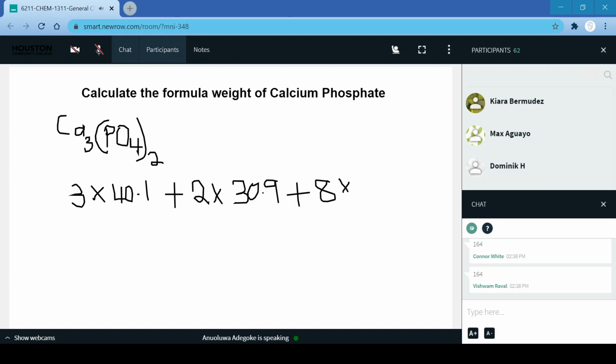So 8 times oxygen on the periodic table, which is 16.0. Everything is to be in atomic mass units since we haven't done Avogadro's number yet. So everything should be in atomic mass units. Can we do that and let me know what you get for that?